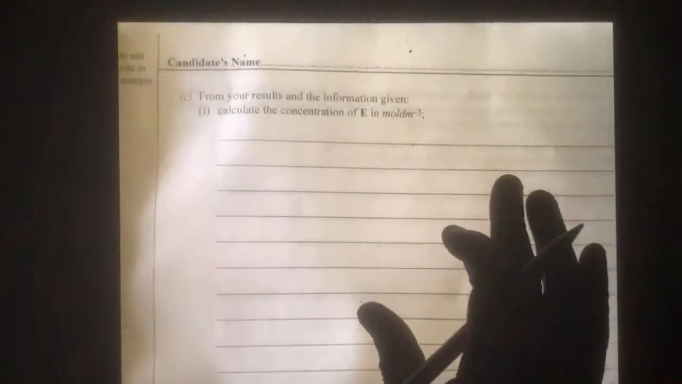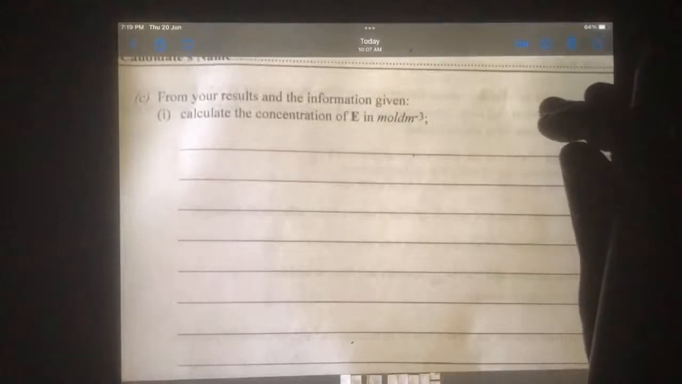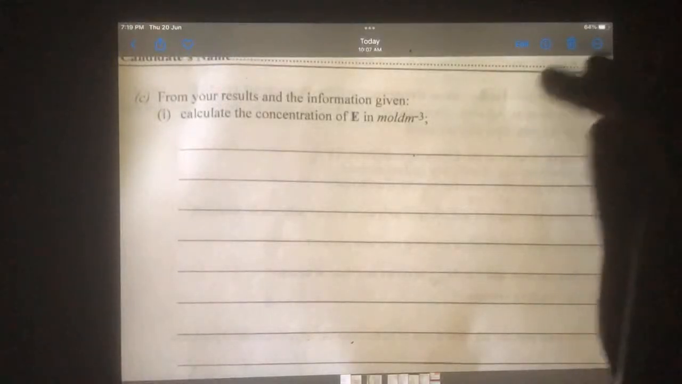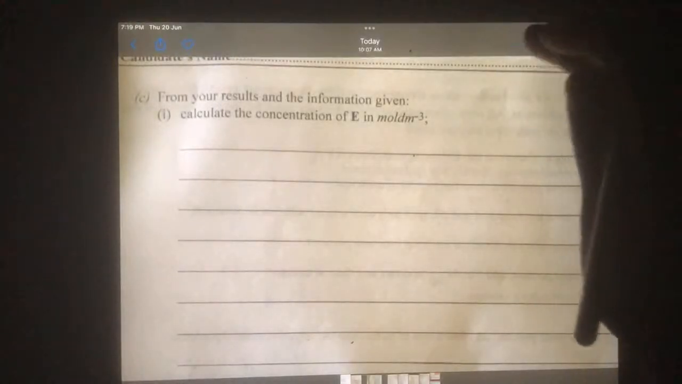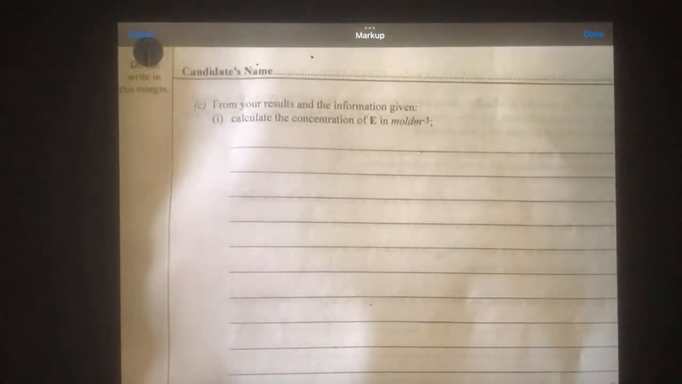Okay, they say from your results and the information given, calculate the concentration of E in mole per dm cube. Remember, the one taking part in neutralization reaction is the anhydrous one. Water cannot neutralize water. Water is already neutral. So the water of crystallization cannot contribute in the endpoint. It is the pure anhydrous sodium carbonate that will contribute in determining the endpoint.